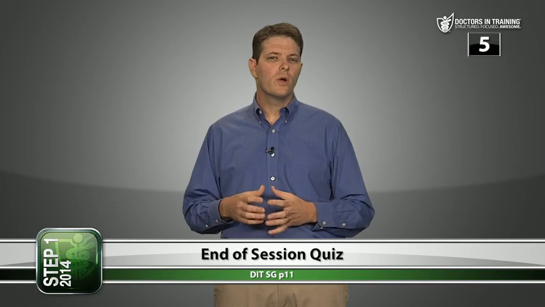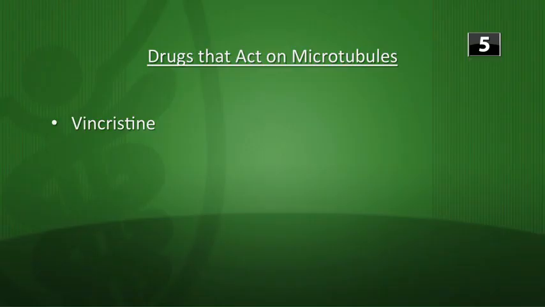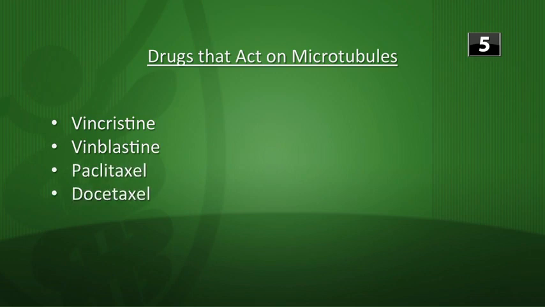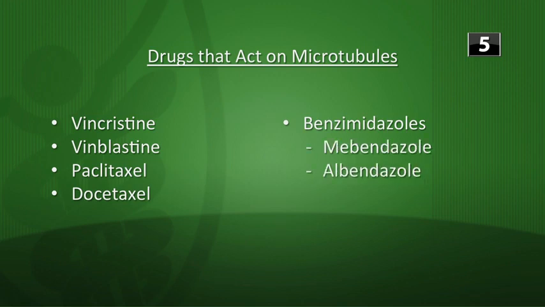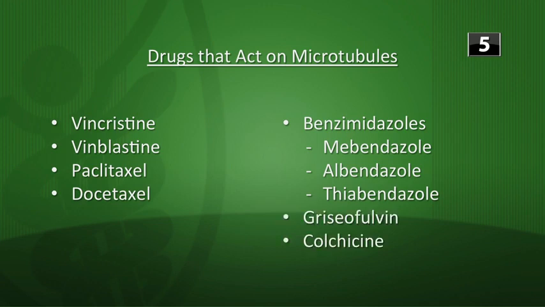First question, what drugs act on microtubules? So I mentioned 4 cancer drugs, vincristine, vinblastine, paclitaxel, and docetaxel. And then we mentioned a few other drugs. There's the benzimidazole antihelminthic drugs like mebendazole, albendazole, thiabendazole, all those bendy drugs. There's griseofulvin, which is an antifungal. And there's colchicine, which is an anti-inflammatory that acts on the microtubules of the phagocytes.